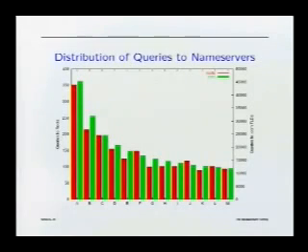Here's an example of how this data looks. There are 2 data sets shown here. The red shows queries sent to the roots, and the green shows queries sent to the .com TLDs. The x-axis has the 13 name servers for each one. And the 2 y-axes show the counts, although that's sort of not critical here.